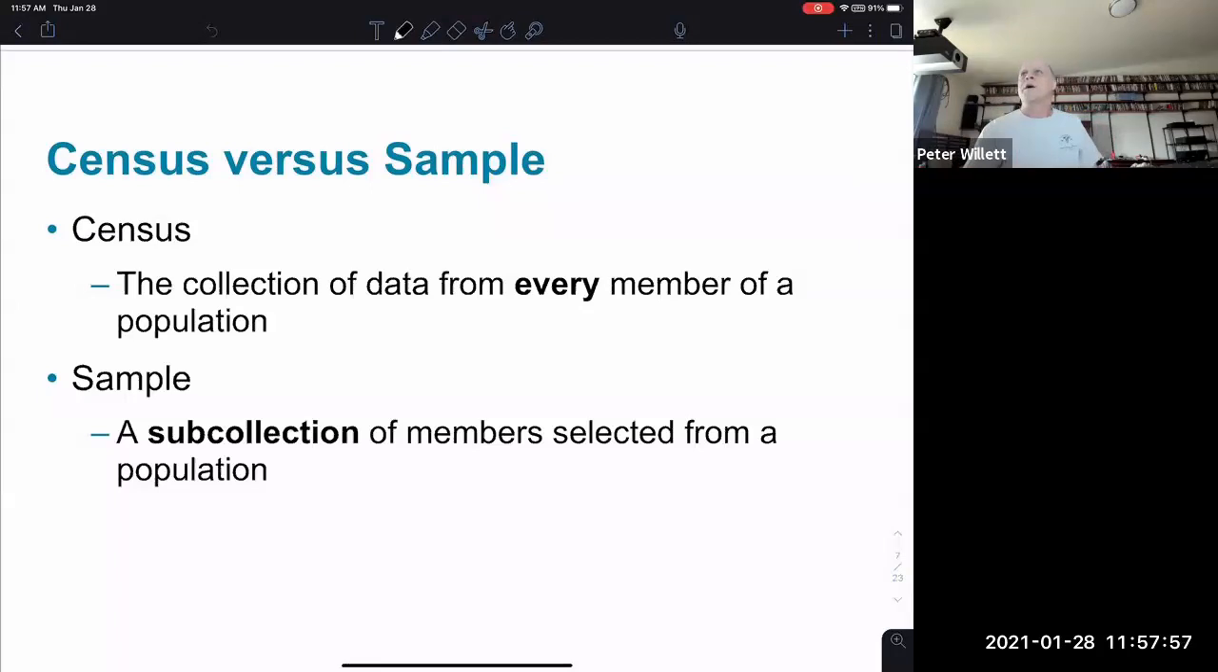selection of that data. So in my example of looking at the heights of 100 DVC students, I was taking a sample. I was collecting 100 height values instead of all thousands and thousands of height values, which would be the population. Questions, comments about census or a sample?